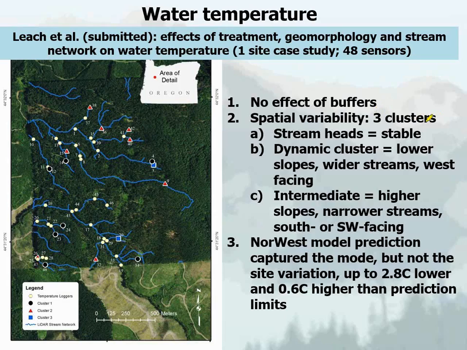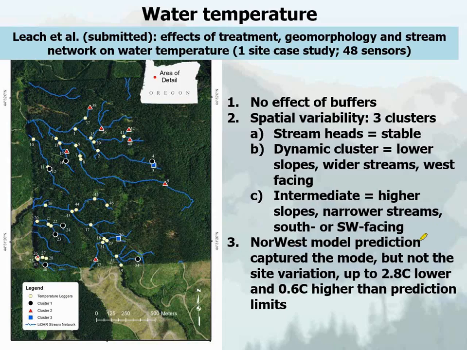In three clusters, three types of streams, we seem to have stream head-like habitats that are very stable in water temperature, cold all the time. We have a dynamic cluster that varies a lot in water temperature, and that's associated with our lower slopes, wider streams, and west-facing aspects. And then we have an intermediate, a middle cluster, which are on higher slopes, narrower streams, with south-facing aspects. So these geomorphic and topographic conditions seem to be most associated with our water temperature, which varies a lot, even in this very small area.